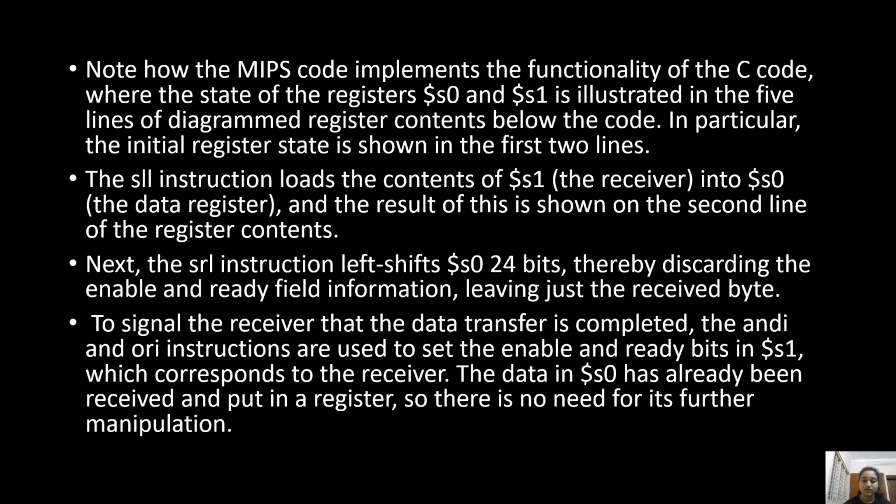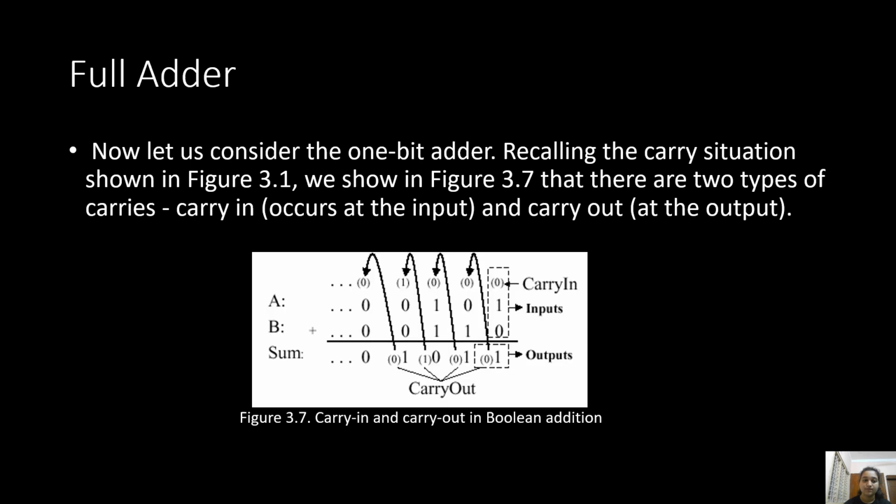The load word instruction loads the content of S1, the receiver, into S0, the data register, and the result is shown in the second line of the register contents. Next, the shift right logical instruction shifts S0 right by 24 bits, thereby discarding the enable and ready field information, leaving just the receive byte. To signal the receiver that the data transfer is completed, the ANDI or the ORI instruction is used to set the enable and ready bits of S1, which corresponds to the receiver. The data in S0 has already been received and put in a register, so there is no need for its further manipulation.